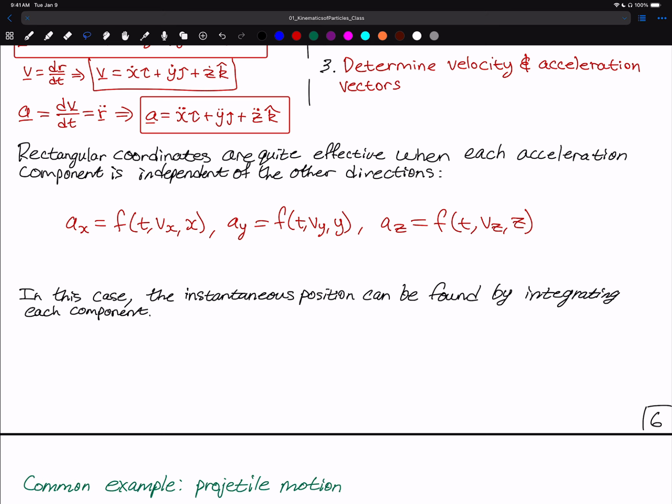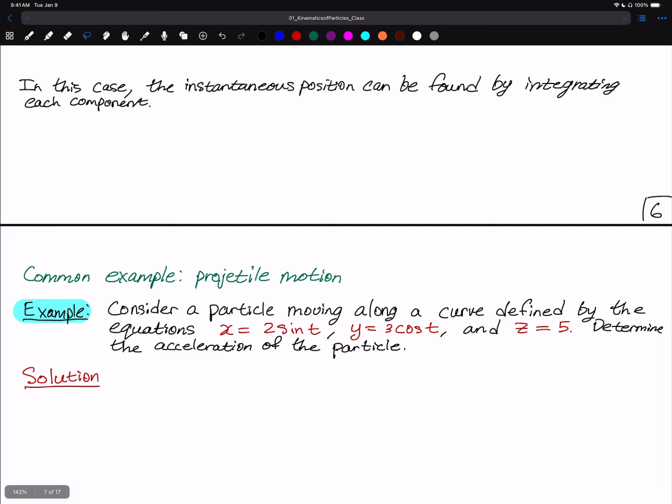Okay, so for the case listed above, the instantaneous position can easily be found by integrating each component. Here we're doing exactly what we did prior when we dealt with rectilinear motion, except now we apply it to all three directions instead. We would be integrating in all three directions. A common example of this is projectile motion.